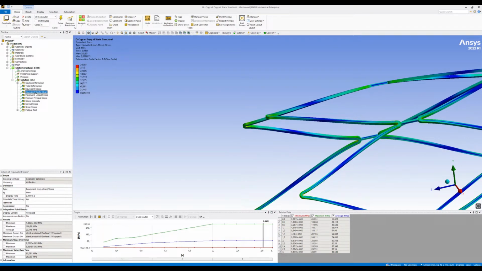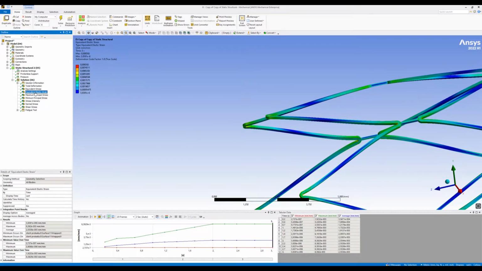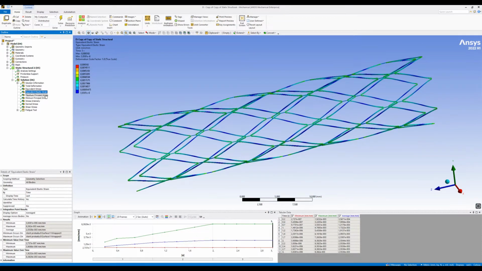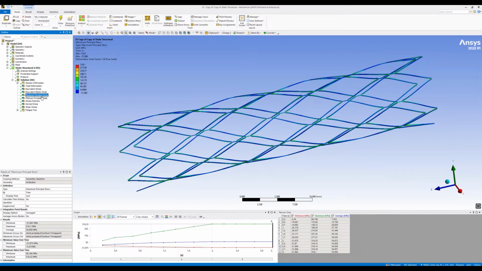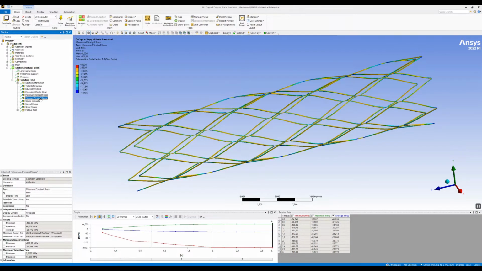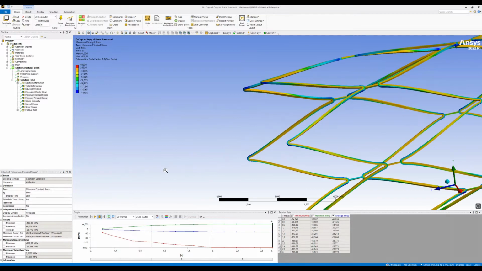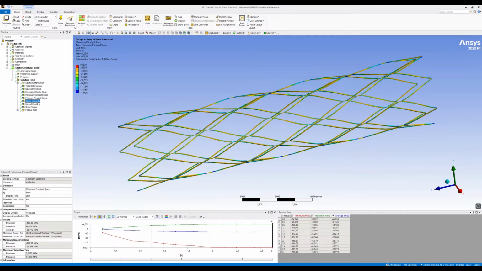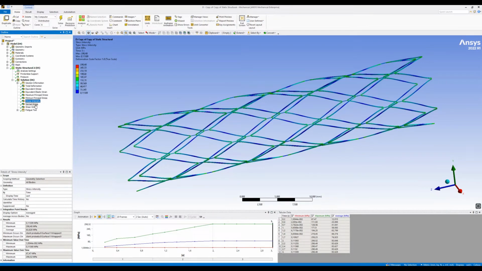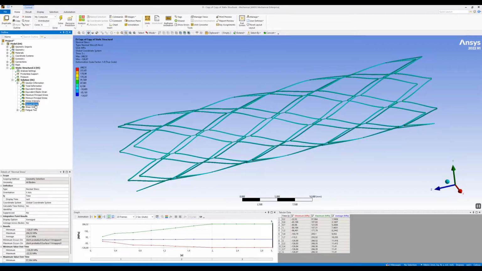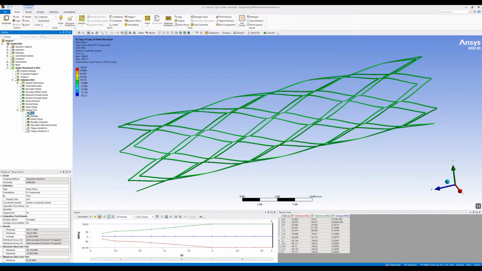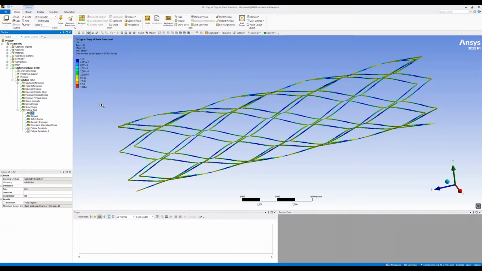Let's check as follows: maximum and minimum principal stress, stress intensity, normal stress, shear stress. Similar to the first simulation, let's follow the results of the fatigue analysis.